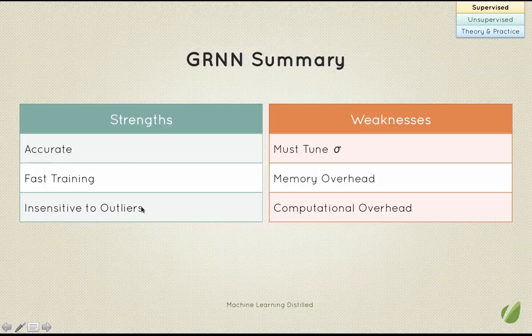it's quick to train, and it has a good insensitivity to outliers. On the downside, we have to tune sigma, and there's no super easy way of doing that. The bigger problem, though, is that we have to carry around all of the training instances, which has very real effects on memory overhead. Got to store the whole training set in memory, and we have to compute distances to all of those different points, which may be computationally expensive as well.